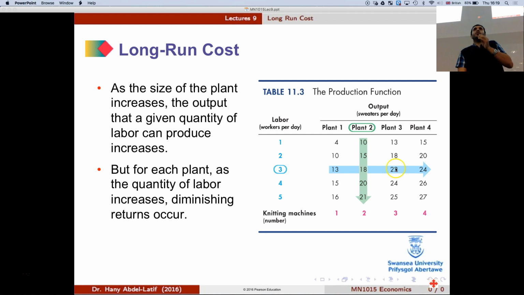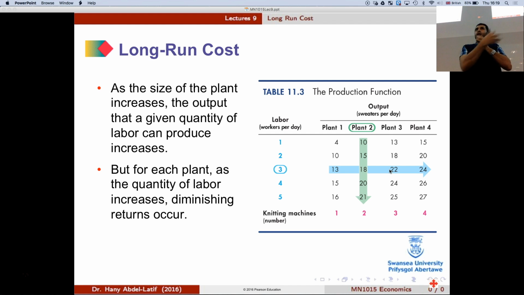Then what about the third one? From 18 to 22, when we added the third machine, 4. So again, 13, 5, 4. So what's happening to the marginal product? It is again diminishing. So it's the same. Okay? So how do we look at the marginal product now?